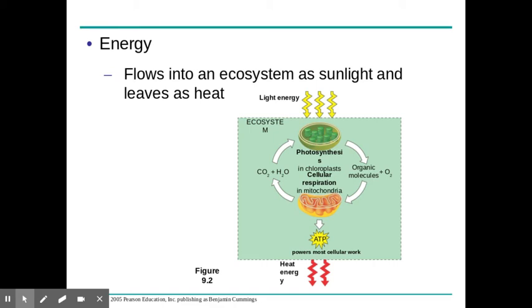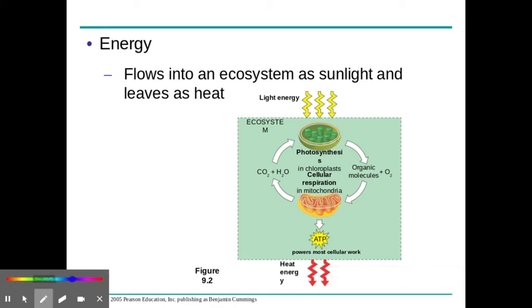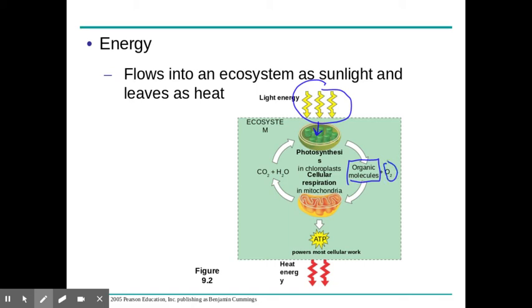So energy flows into a system as sunlight. So you can see that if I grab my pen here a second. Right here, it's our sunlight. And that's going to go in and through photosynthesis, which we'll learn in chapter 10, is going to make organic molecules such as glucose, and is also going to make oxygen, which happen to be the two things that we need for cellular respiration. So organic molecules and oxygen are going to go into the mitochondria. You're going to create CO2 and water.